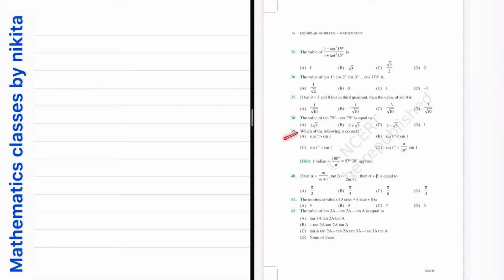Question number 39 says that which of the following is correct? Sine of 1 degree is greater than sine of 1. Sine of 1 degree is less than sine of 1. Sine of 1 degree is equal to sine of 1. Sine of 1 degree is equal to pi over 18 degrees into sine of 1. Now here a very important thing to note is the behavior of the sine function.